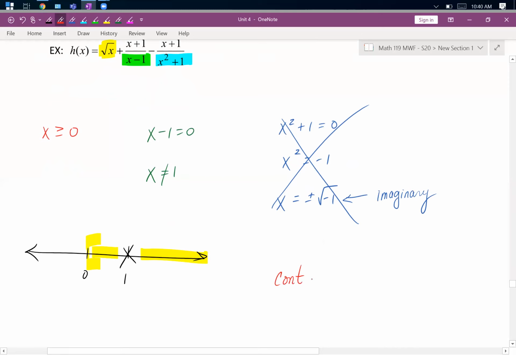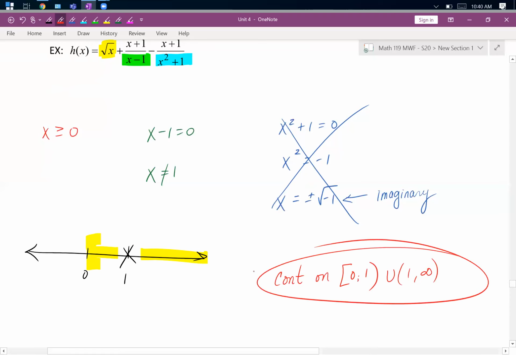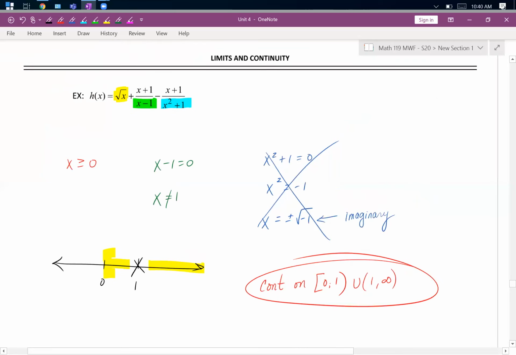So what's our interval of continuity? Zero to 1, and then 1 to infinity. There you go. Perfect. I like that question. I'm going to try to find one of those for our test. So, yeah, that's it on continuity. Any questions at all?